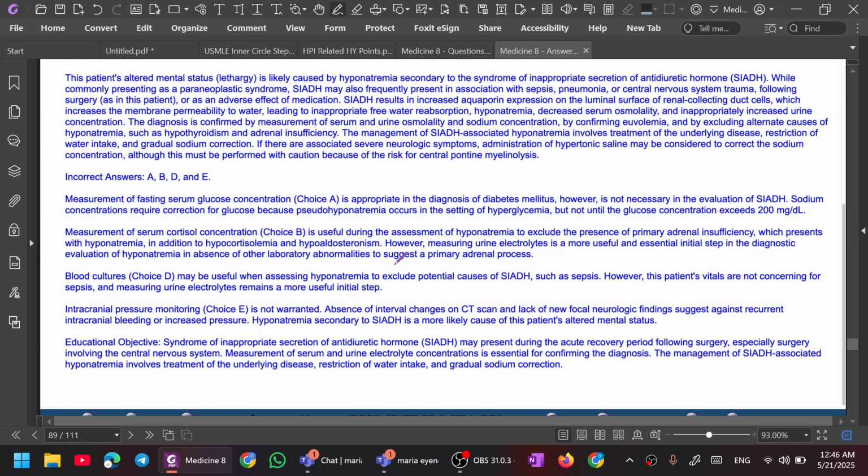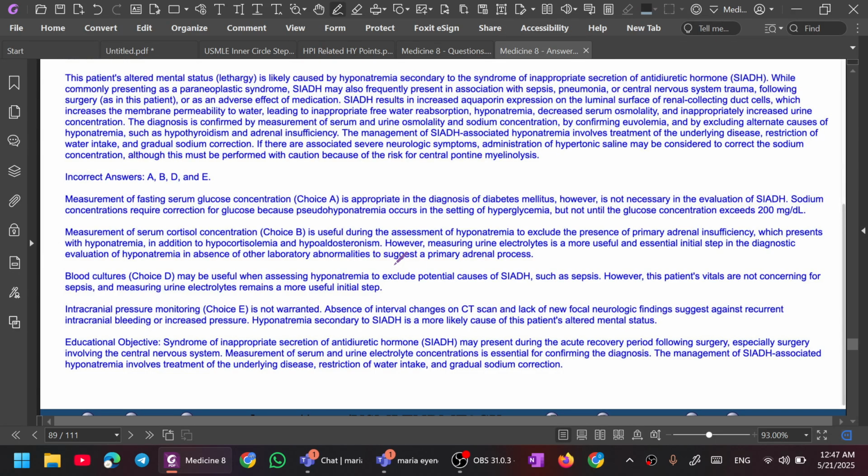It's not B and E because measurement of serum cortisol concentration is useful during assessment of hyponatremia to exclude the presence of adrenal insufficiency, which presents with hyponatremia in addition to hypocortisolemia and hypoaldosteronism. However, measuring urine electrolytes is a more useful and essential initial step in diagnosis and evaluation of hyponatremia in the absence of other lab abnormalities that suggest a primary adrenal process.